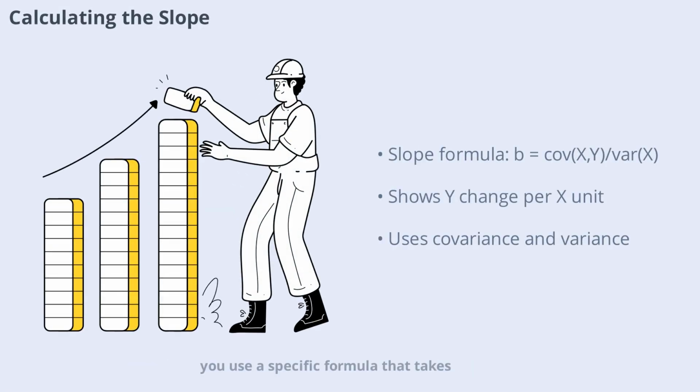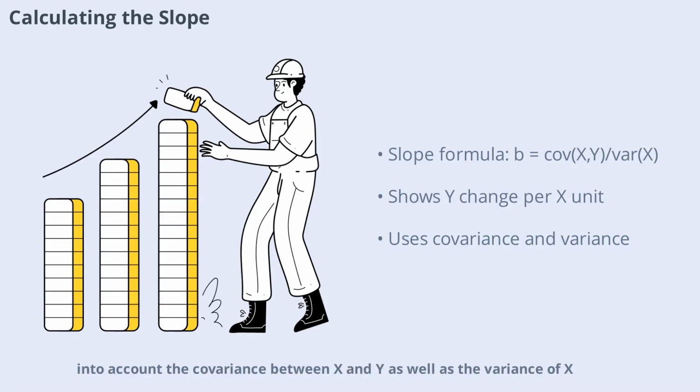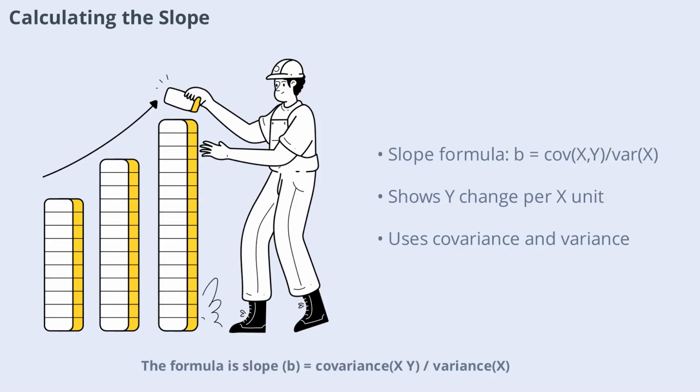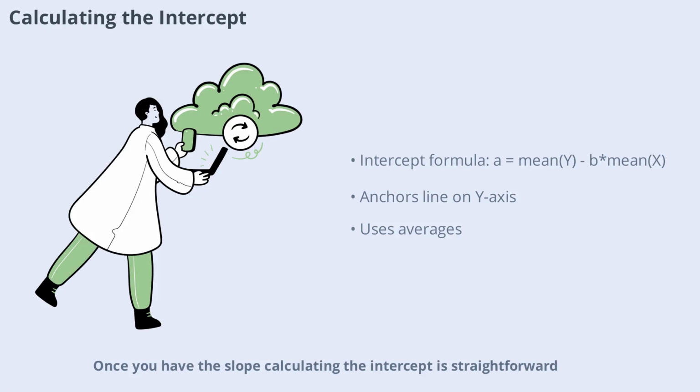To calculate the slope in simple linear regression, you use a specific formula that takes into account the covariance between x and y, as well as the variance of x. The formula is slope b equals covariance of x and y divided by variance of x. This calculation tells you how much y changes for each unit change in x. Understanding this formula helps you see the mathematical foundation behind the regression line and why it fits the data the way it does.